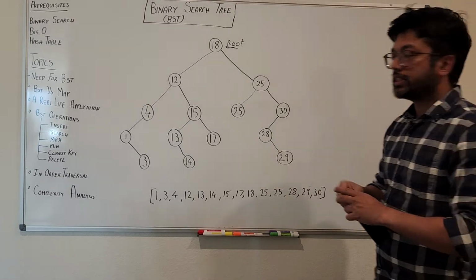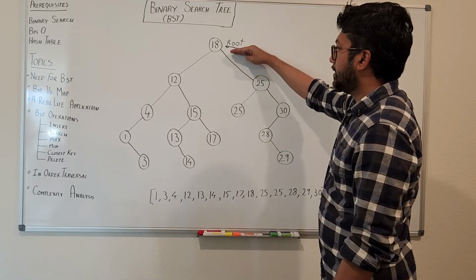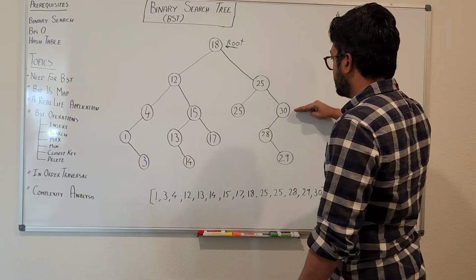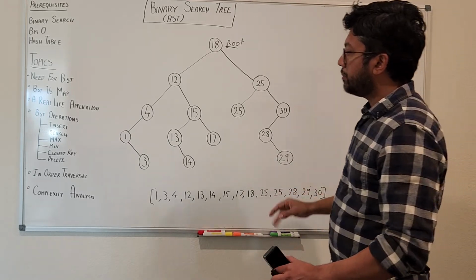Similarly for the max, you just keep going right until you can't go right anymore. So for this one, start at the root, go right, go right. At this point, I can't go right anymore and this is my max. So min and max is very simple.